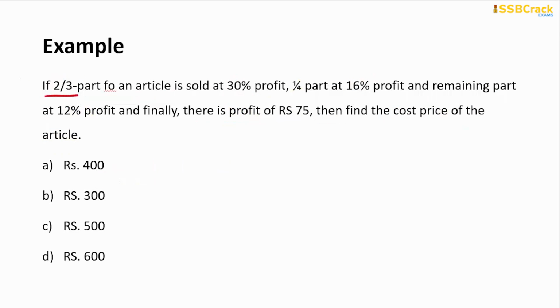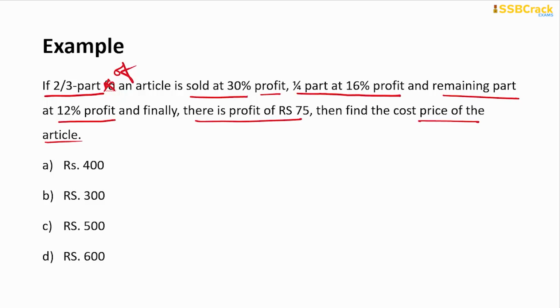If 2/3 part of an article is sold at 30% profit, 1/4 part at 16% profit, and the remaining part at 12% profit, and finally there is a profit of rupees 75, then find the cost price of the entire article.